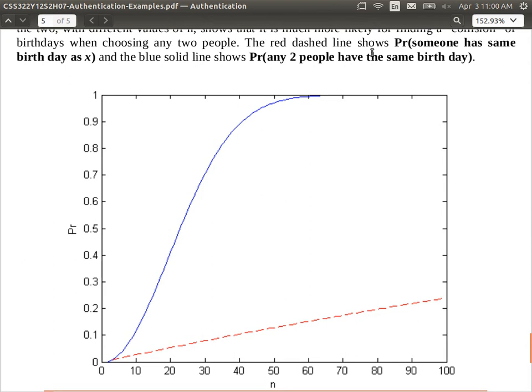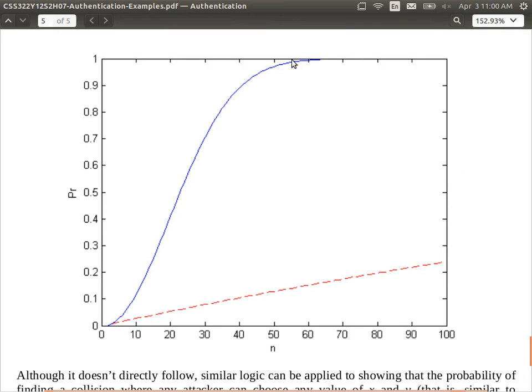The red one is the first case. That is the probability that someone has the same birthday as me. The probability is the red line. The blue one is the probability that any two people in the group have the same birthday. And the group size is on the horizontal axis, n here. For example, the way to read this: 30 people in the class, so n is 30. The probability that someone has the same birthday as me is here. It's about 8%, close to 0.1.